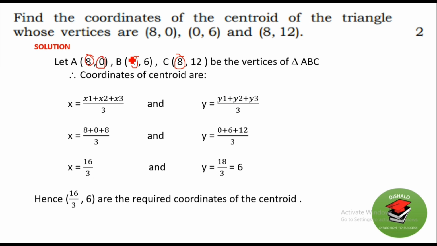And y1 here is 0, y2 is 6 and y3 is 12. So when you add them you get 18 divided by 3, which is 6. So hence 16 by 3, 6 are the required coordinates of the centroid.